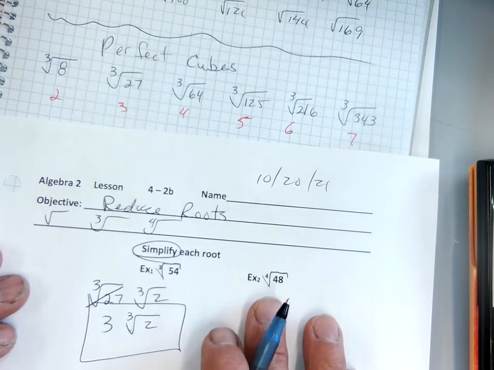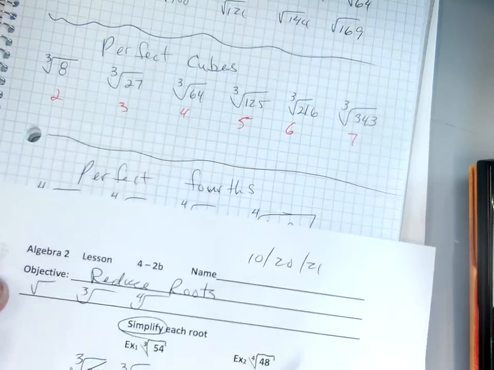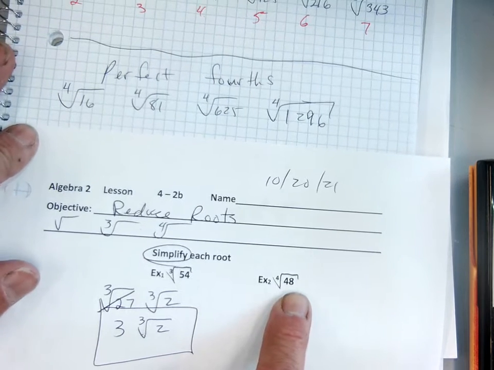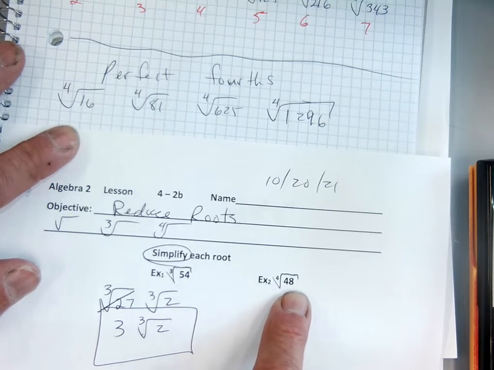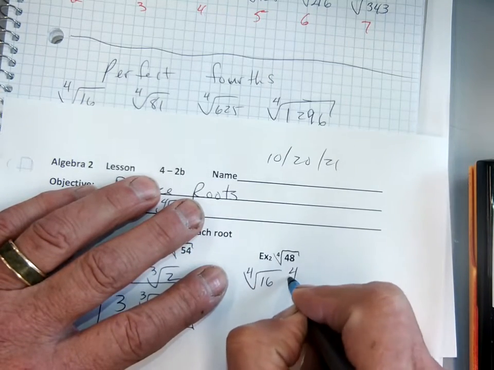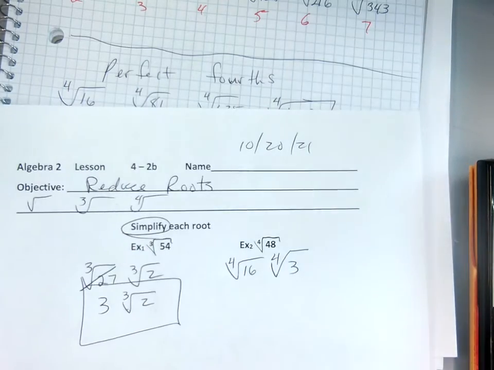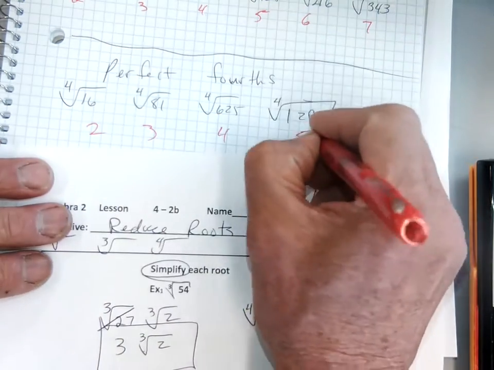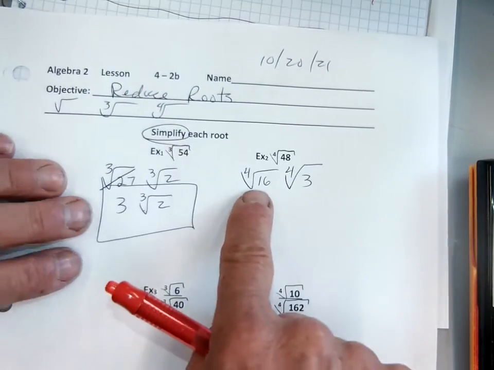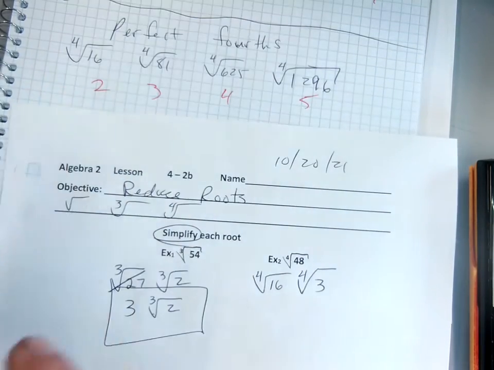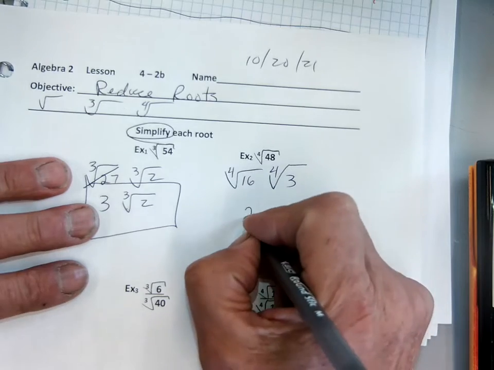Okay, example 2. 48, but it's a fourth root. So I look. Which one of these numbers should we use that goes into 48? What number? 16. Does that make sense? So I think it's 16 times 3. So I'm going to do the fourth root of 16 and the fourth root of 3. So what is the fourth root of 16? It's 2, isn't it? So I'm going to go 2 times the fourth root of 3.